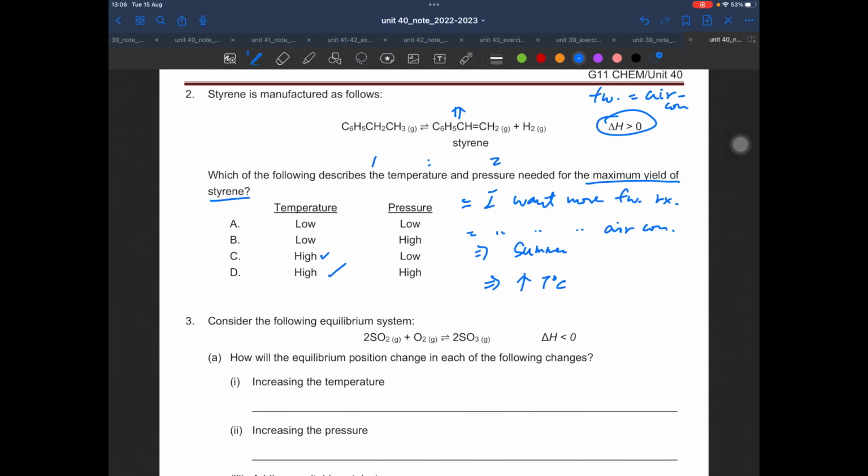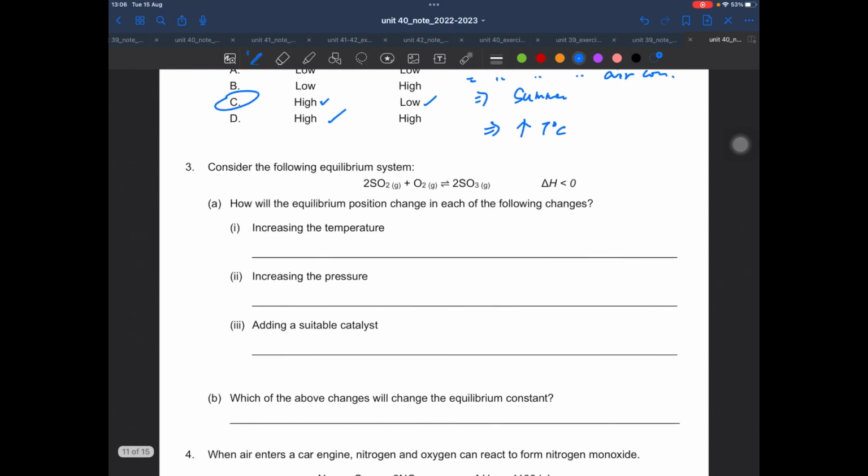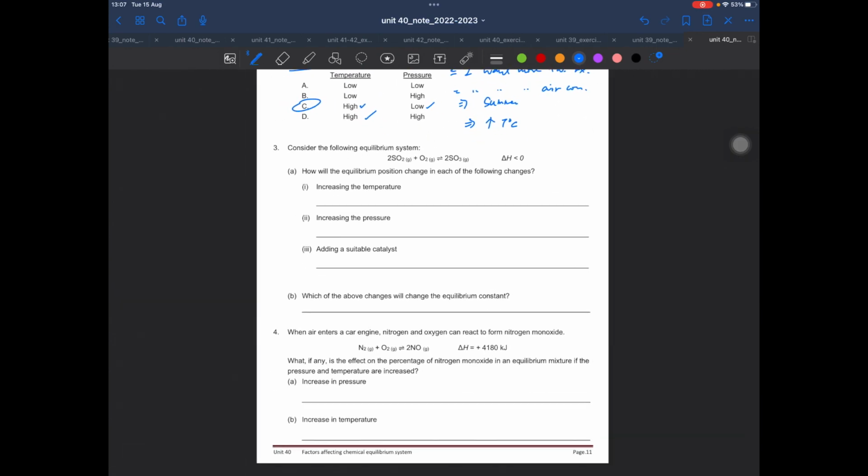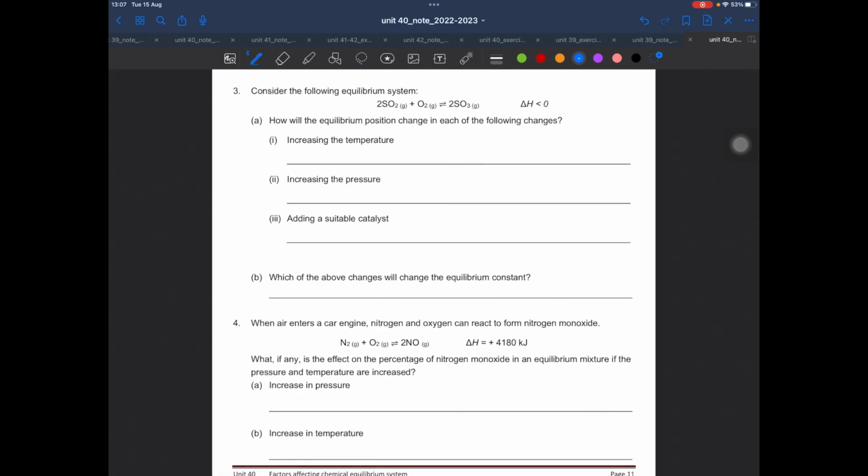Well, next one, what about pressure? Pressure is 1 versus 2, so lower will be better, right? The lower pressure will prefer more molecules. So the answer is C. Because lower pressure means more volume. Alright, so 3 and 4, it's your turn. I will check the answer for you.